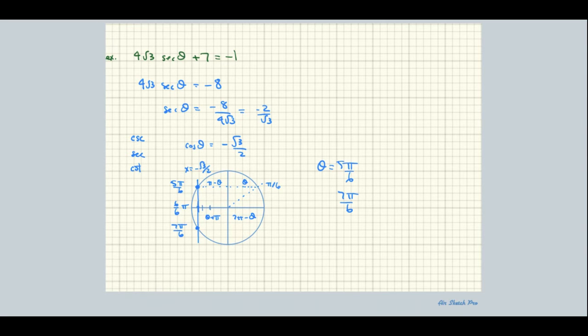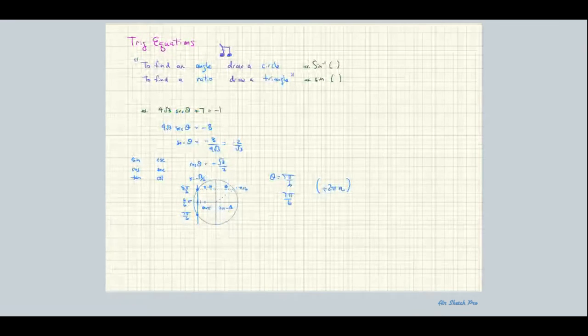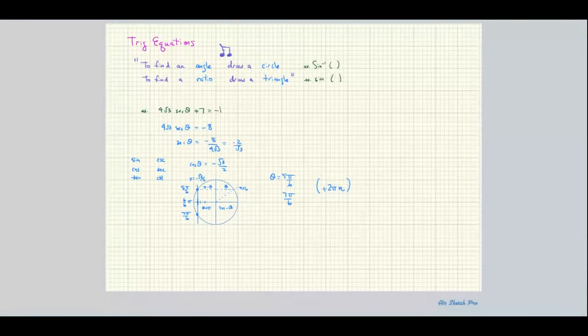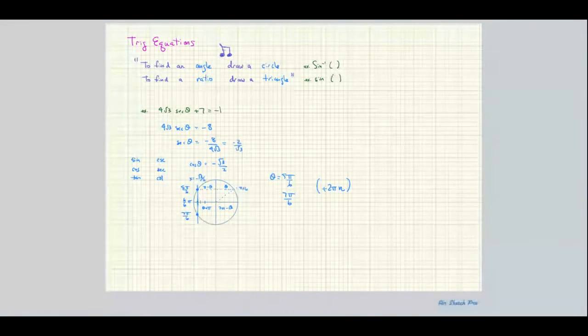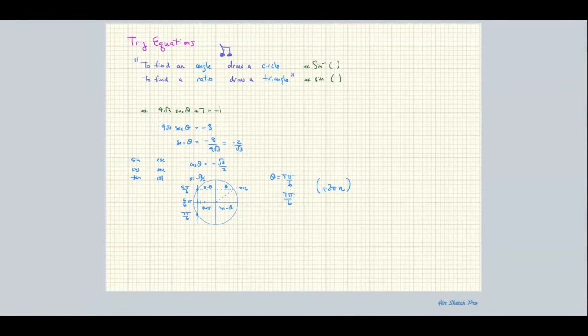If I wanted all the solutions, I have to add multiples of 2 pi. You write multiples of 2 pi just by writing 2 pi and then following it with an n. And then you just let n go from 0, 1, 2, 3, and -1, -2, -3 to get the other infinite number of solutions. But generally when I say there's 2 solutions, I mean on the unit circle. Okay?